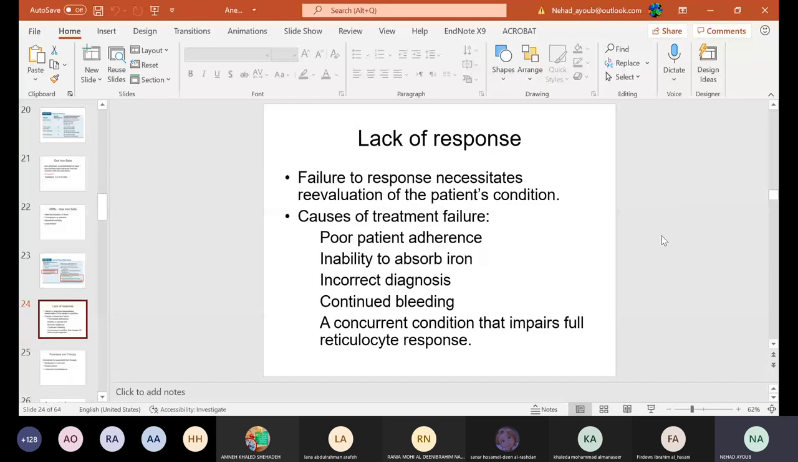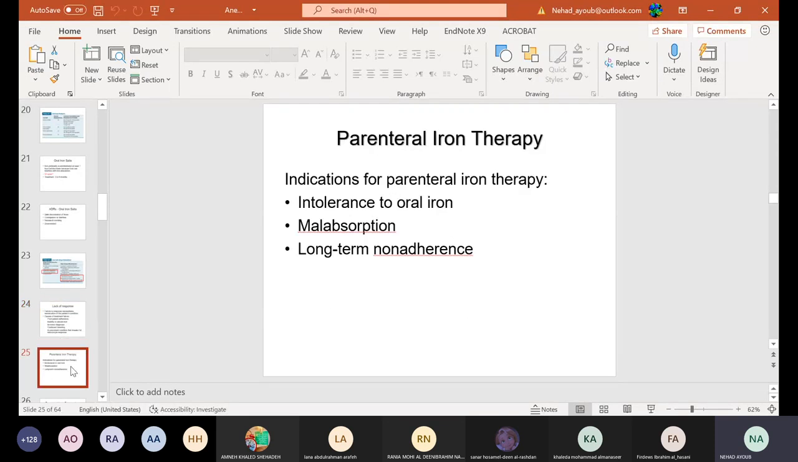Okay, what if the reason of failure turned out to be very poor adherence, the patient is not adherent at all and unable to adhere, or I have issues with oral absorption, a disease condition, for example, that impairs the oral absorption of iron, a GI condition or gastrectomy, whatever. In this case, failure of oral iron therapy or the presence of a condition that impairs oral iron treatment, we go to parenteral iron. Okay, we go to parenteral iron.